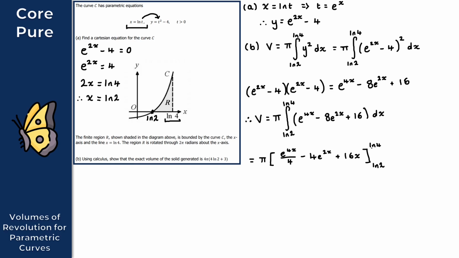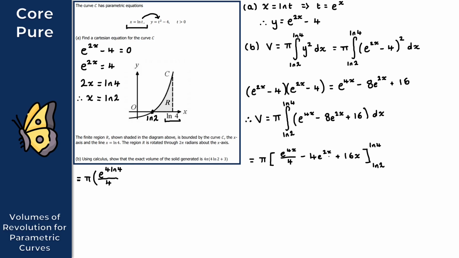So now all we need to do is evaluate the limits. Don't forget we start by substituting in the upper limit, and then we subtract the lower limit. So what am I going to get here? Well, for a start, let me get rid of the square bracket, because we're evaluating it, so technically incorrect. We'll do a curved bracket. So pi times: I get e to the power of 4 ln 4, over 4. Way too many 4s. I'm bound to make a mistake somewhere.